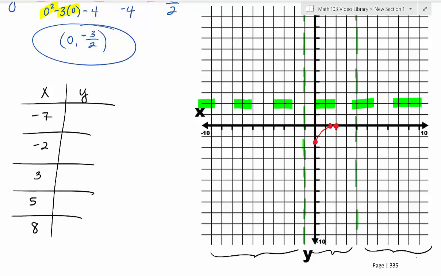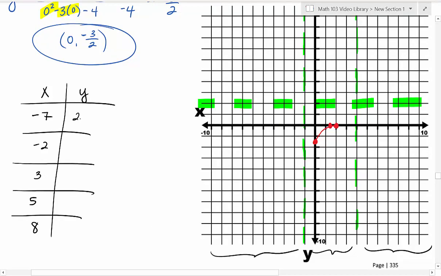For the sake of time, I've already done that. With X equals -7, we get 2.3. With -2, it's going to be 4.7. With 3, we're going to have -0.8. With 5, we're going to get 3.5. And with 8, we get 2.2. Now let's graph these 5 points and then see if we have enough information that we can draw in our graph.